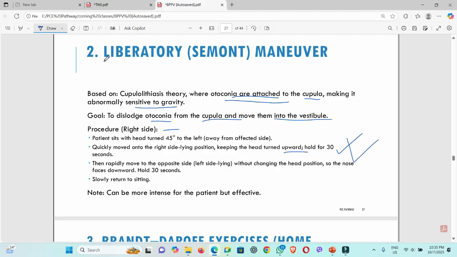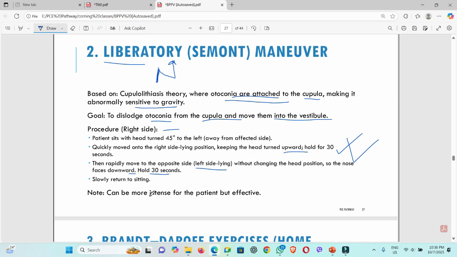Liberate. Liberation. Nirvana. Think, where does the soul go? If it gets liberated, up. So first thing is looking up. Rotate the head away from the affected side, keeping the 45 degree. Patient should lie on a couch in such a way that he is looking up for 30 seconds. Then rapidly move to the other side, opposite side, where the patient's face will be facing downward. Then also hold it for 30 seconds. Done. That is Semont's maneuver.